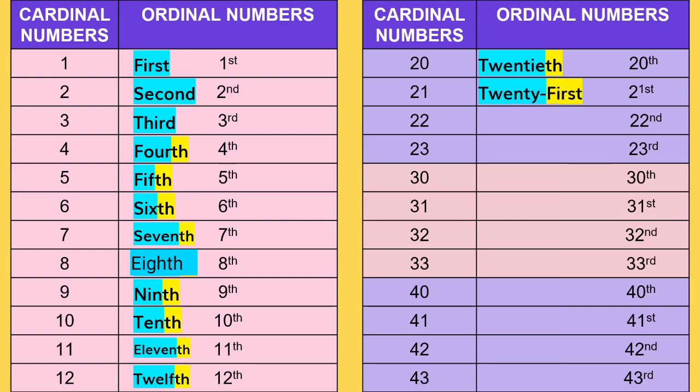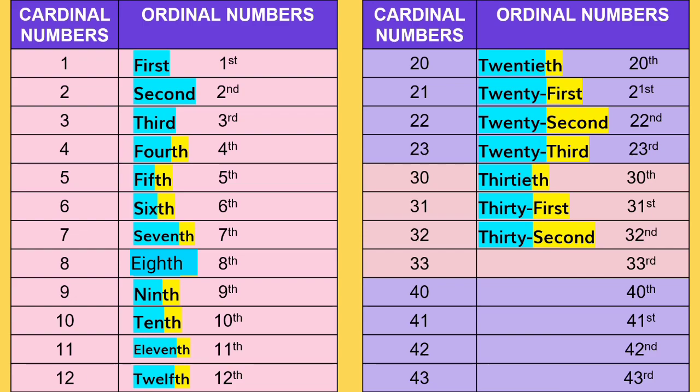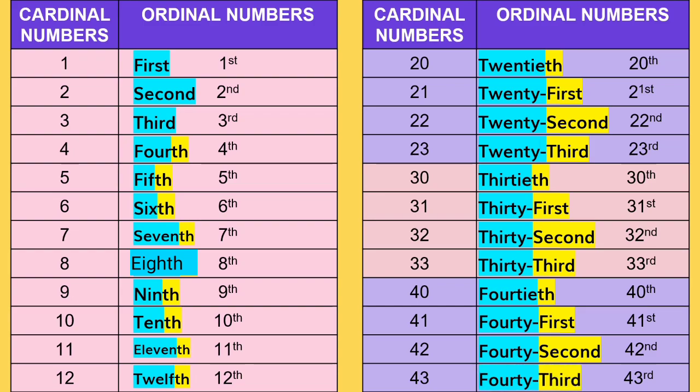21 become 21st, 22nd, 23rd, 30th, 31st, 32nd, 33rd, 40th, 41st, 42nd, 43rd. So, kalau 24 ke bawah atau 34 ke bawah, semuanya belakangnya itu TH. Sedangkan kalau misalnya awalan seperti 1, 2, 3 itu kita tambahkan first, second, third.